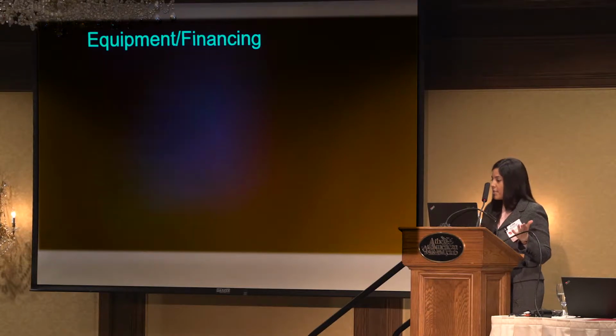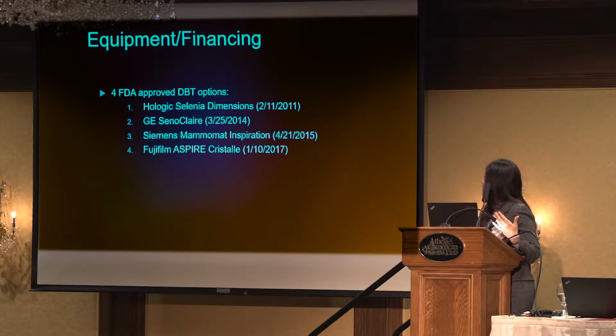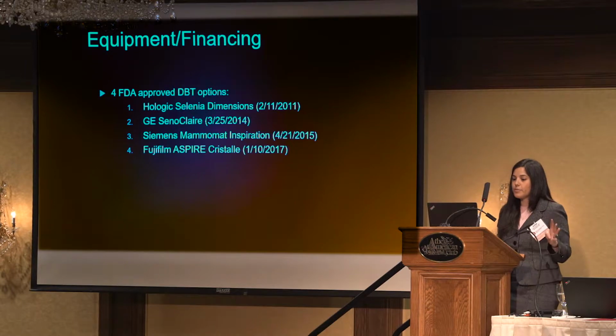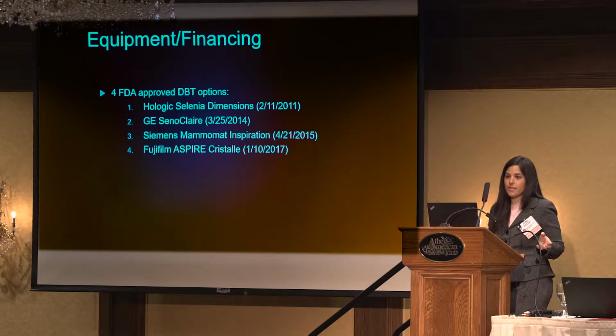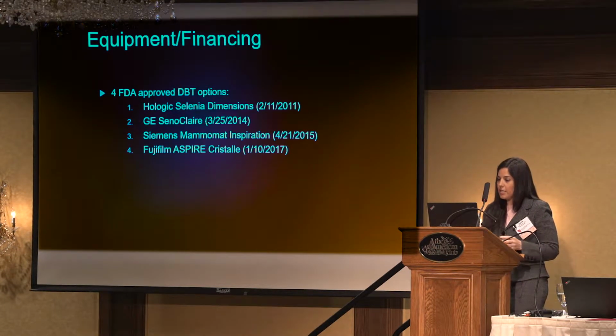So the next thing you need to think about is equipment or financing. There are currently 4 FDA-approved tomosynthesis options. Hologic was the first one to the market for FDA approval in the United States in 2011. GE followed in 2014. Siemens was FDA approved for digital mammography in 2015, and Fujifilm newly joined the ranks in the United States in January of this year.